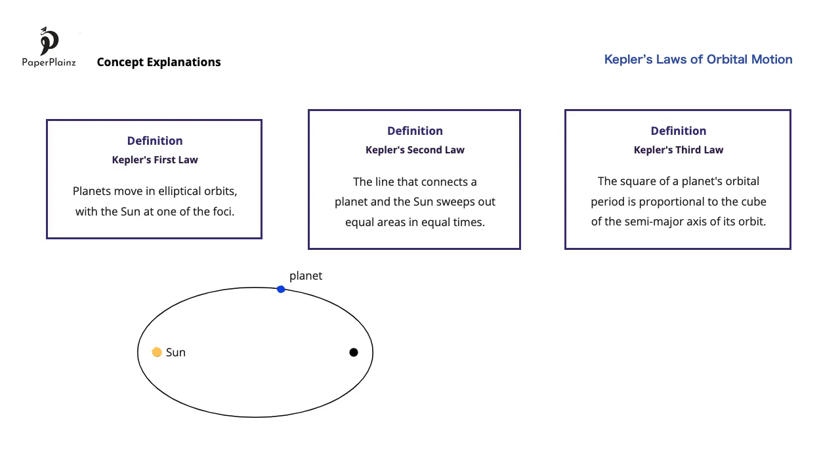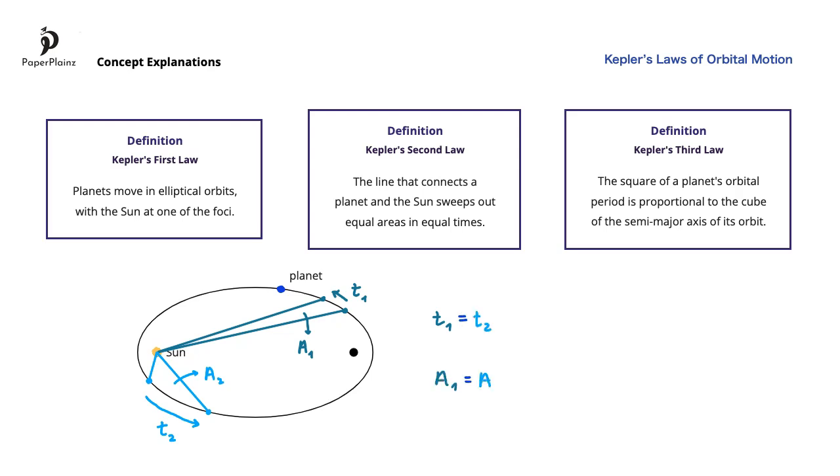Moving on to the second law, let's compare what happens when the planet moves between these 2 points and between these 2 points. We'll add the lines connecting the Sun and these points, and now analyze what the second law says. If we denote the time it takes for the planet to travel between the first 2 points as t1 and the area swept out by the lines as a1, while denoting the travel time of the planet between the other 2 points as t2 and the area swept out as a2, then according to the second law, we can conclude that t1 is equal to t2 and that a1 is equal to a2.